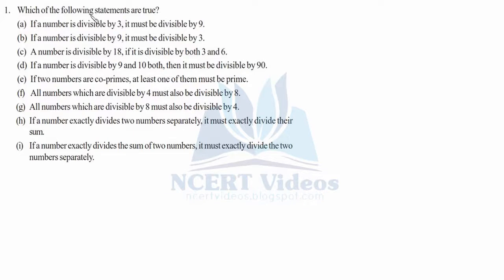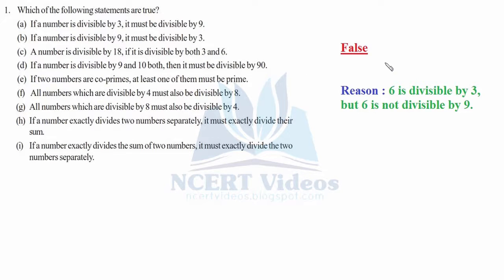First, which of the following statements are true? A. If a number is divisible by 3, it must be divisible by 9. Well, it is false. The reason is 6 is divisible by 3, but 6 is not divisible by 9. So A is false.